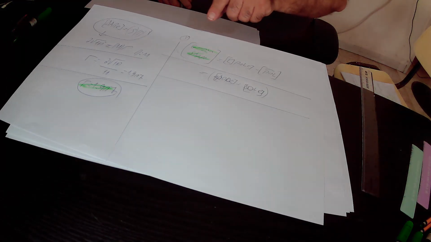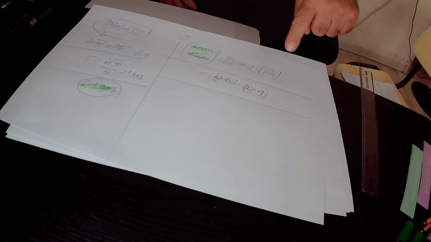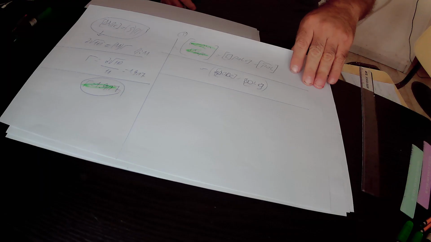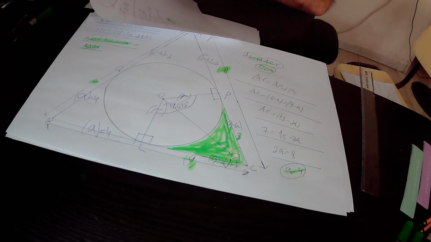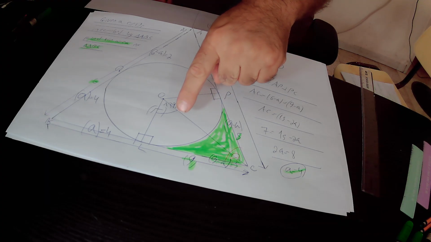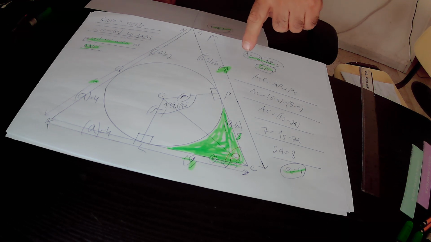The area of quadrangle POLC is equal to the area of the right triangle POC plus the area of the second shape, triangle OLC, minus the area of this sector POL.